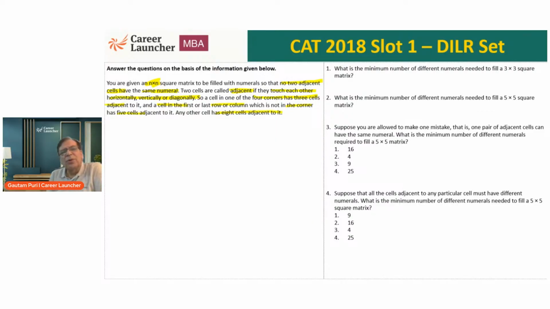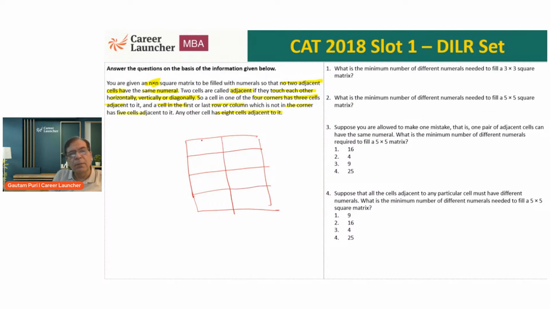So many times students say, "I don't know what it is asking me to draw," and leave it. That is what happened in CAT 2018. A large number of students, the majority of students, actually did not attempt this set. They just left it. But let's try to understand, let's try to decipher what it is saying. It's saying any n by n square matrix. Let's draw a square matrix. N by n means let's do a 4 by 4. So this is a 4 by 4 matrix.